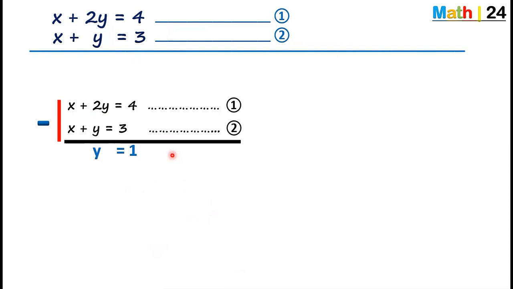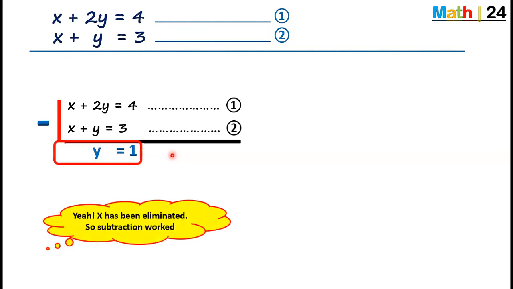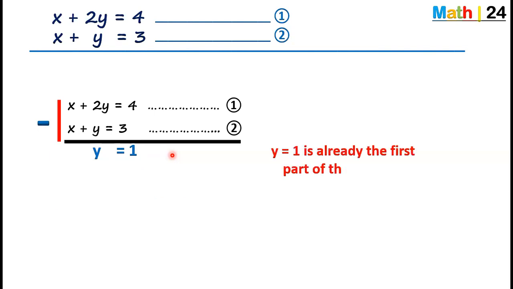So with the elimination method, you try addition; if it does not go, you try subtraction; if that does not go, there's what you call balancing or multiplication, which you can now use. If all of these fail, then that simultaneous equation has no solution. All right, so x has been eliminated, so subtraction worked.